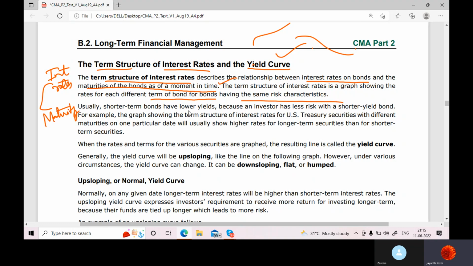Usually, short-term bonds have lower yields because an investor has less risk with a shorter-term bond. Why? Because bonds are nothing but borrowings from the people, which is what the companies do. They borrow from people. So if the borrowing is for a shorter period of time, there's less risk for the bondholders. Hence, they would derive less yield, because with less risk they would get less returns.